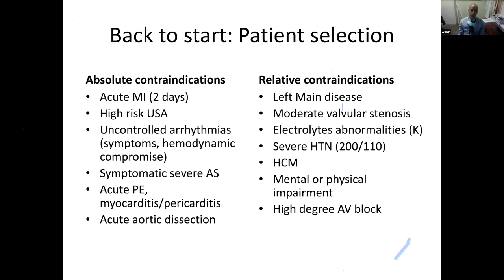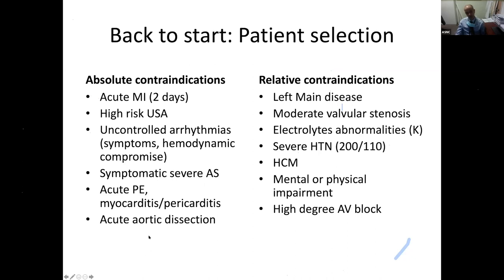So with all these complications, you want to go back to the basics and fundamentals, which is appropriate risk stratification and appropriate selection of your patients. And so you want to check for contraindications, absolute and relative. On the left-hand side, you have the absolute contraindications. Those are things that you wouldn't want the patients to have their stress test with. They had an acute MI, high-risk unstable angina, uncontrolled arrhythmia, severe symptomatic aortic stenosis, acute PE, myocarditis or pericarditis, or acute aortic dissection.